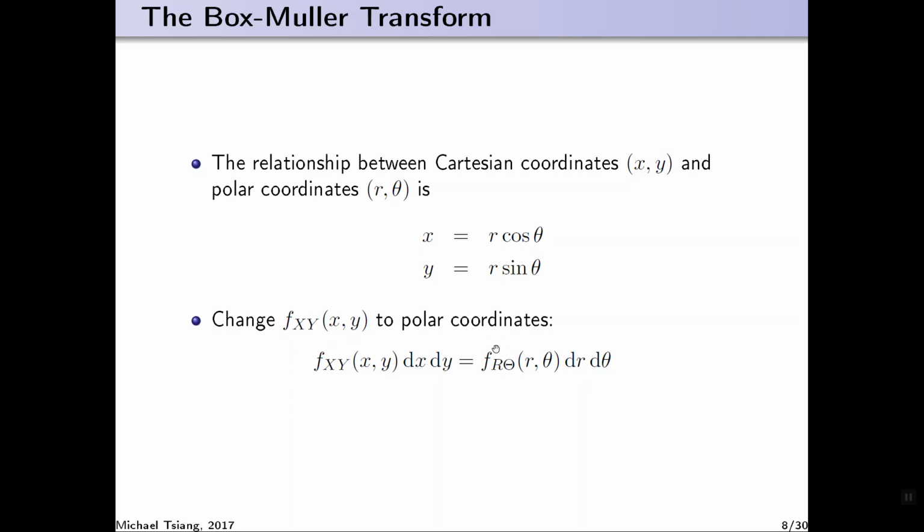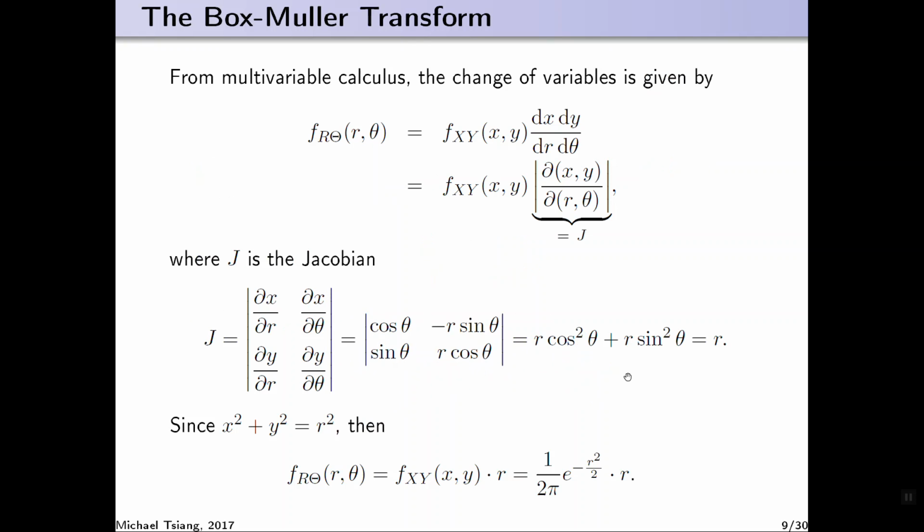Okay, and then we would be switching to a double integral over r and theta, except r goes from 0 to positive infinity and theta goes from 0 to 2 pi. So anyway, we would do a change of variables from x and y to r and theta. This is just coming from multivariable calculus.